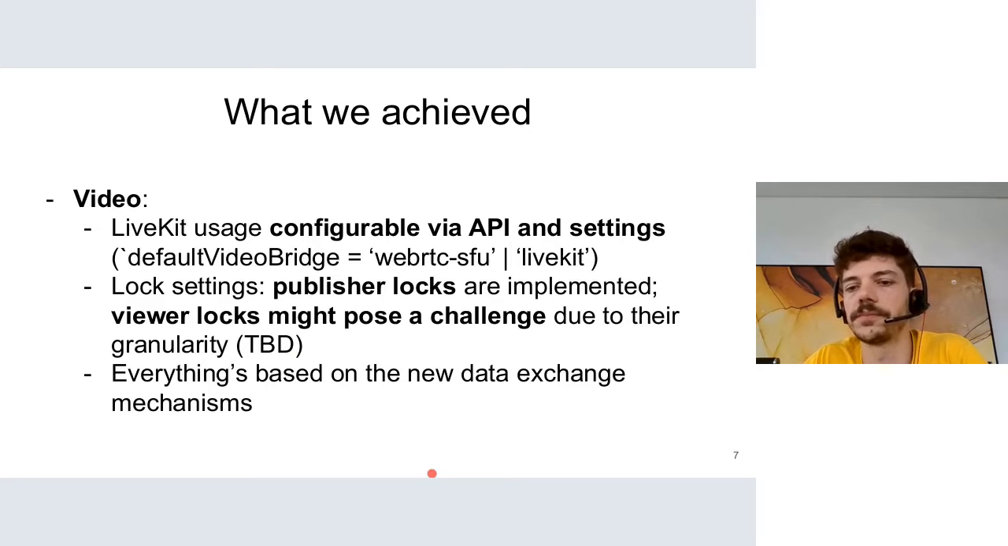On the video side, it's also configurable via API, so it's optional. It will, of course, be disabled by default initially because it's experimental, but you can just toggle it. Pretty much like the same system we used when transitioning from Kurento to mediasoup. Lock settings, publisher lock settings for camera are working. Viewer locks, they might pose a challenge. So we need to further investigate what we will be able to do with LiveKit on that spectrum. And of course, again, everything is based on GraphQL.